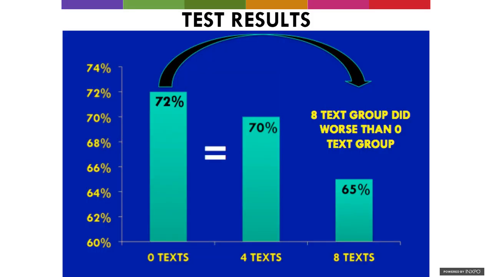So here's our results of the test they took after the 30-minute video. The group that got 0 text got a C, which is the way we created the test. The group that got 4 texts also got a C and didn't differ from the group that got 0 text, but the group that got 8 texts got a D.